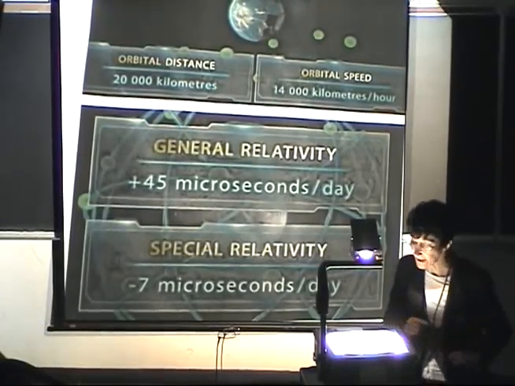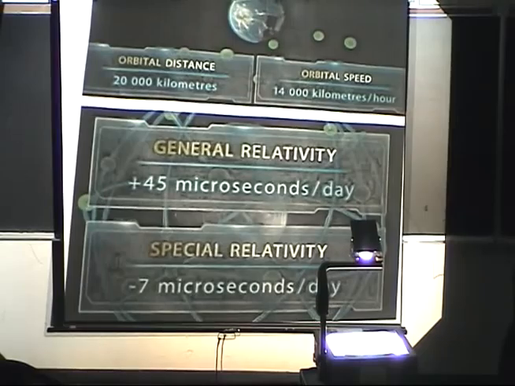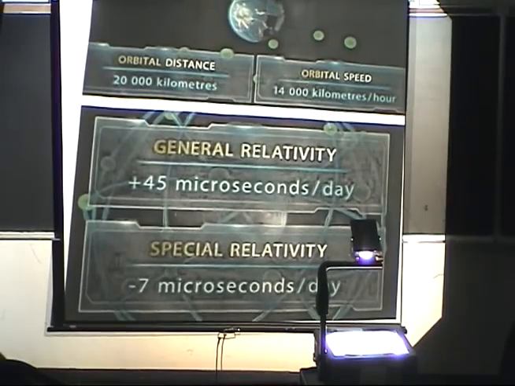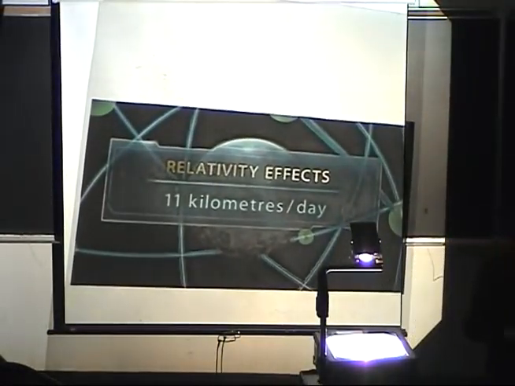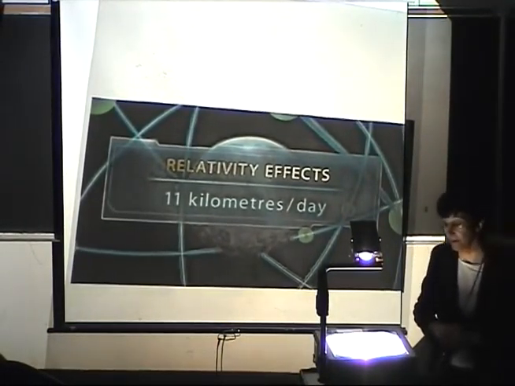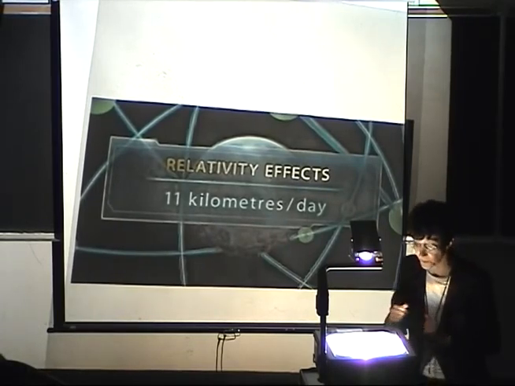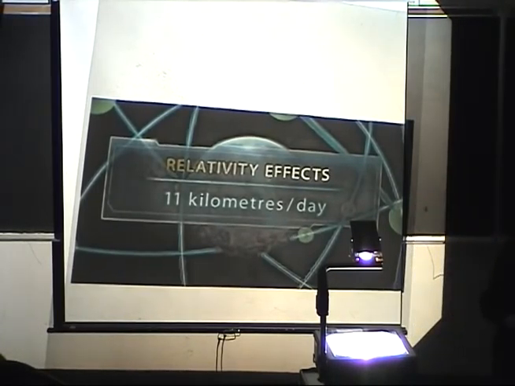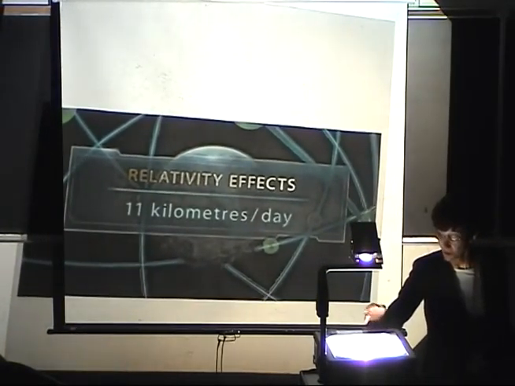This 38 microseconds per day cumulative error would translate in a day into an error in the position of 11 kilometers per day. So without the general relativistic and special relativistic effects, this would actually invalidate it, it would turn the GPS useless.